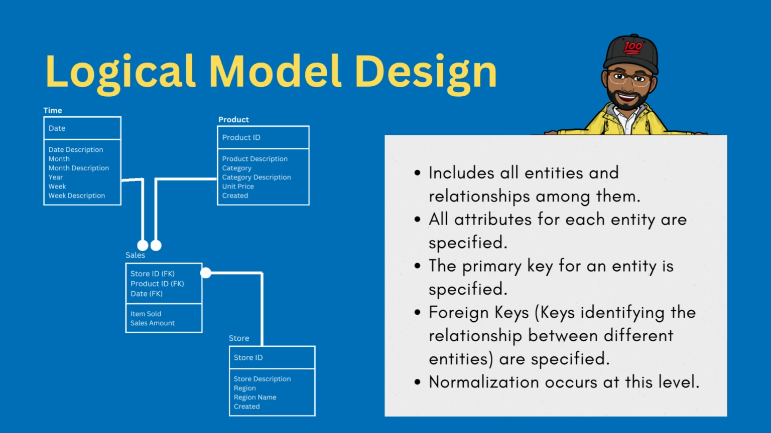Then we have the logical data model. This logical data model has been enhanced from the conceptual data model. The first step is we draw the conceptual data model. After that, we decide what primary key we will use. Definitely each entity needs a primary key. For the time dimension, we will have the date key as the primary key. In product, obviously it's the product ID.